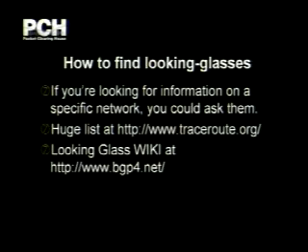And so if you want to find some of these looking glasses, first of all, if you're looking for routing information from a specific network, probably the easiest way to figure out whether they've got a looking glass is to call up the network you're wondering about and ask them, or ask people at NANOG who work for them. There's also a couple of big lists that are being maintained, one of which is at www.traceroute.org, and then there's the Looking Glass wiki at www.bgp4.net.